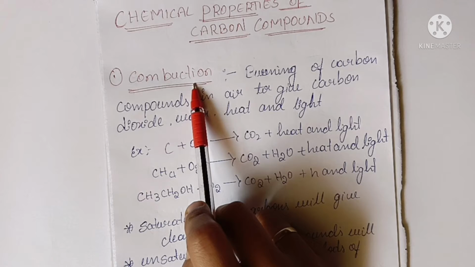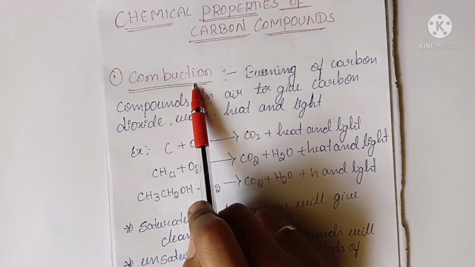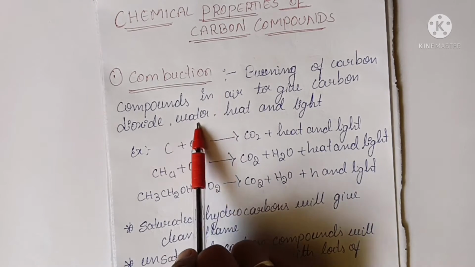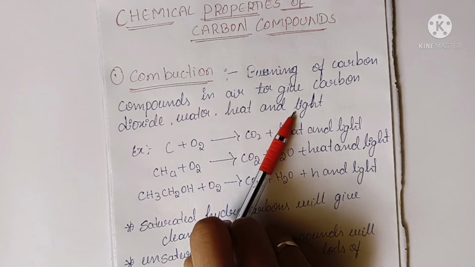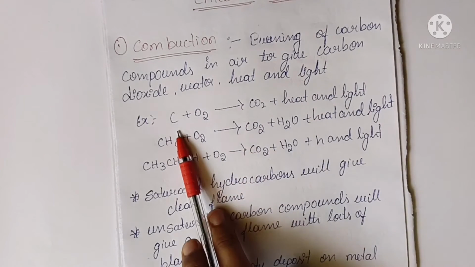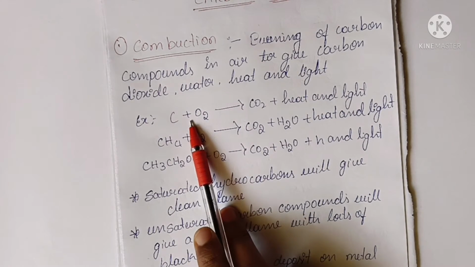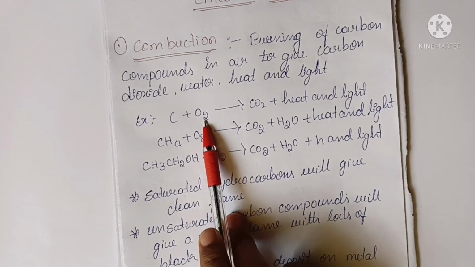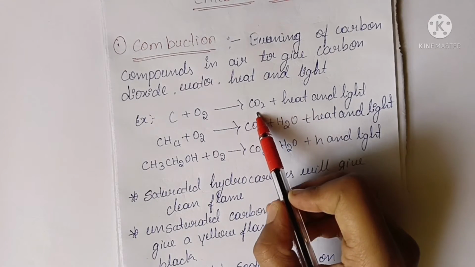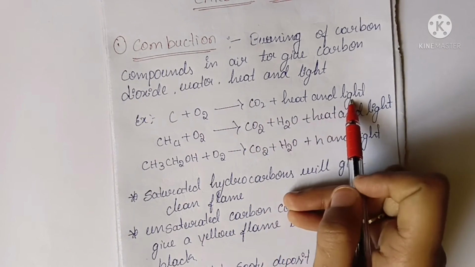So this is the definition of combustion. What happens when carbon and its compounds burn? It gives carbon dioxide, water, and heat and light. Just have a look at the examples. When carbon burns with oxygen with a limited supply of heat, we get carbon dioxide plus heat plus light.